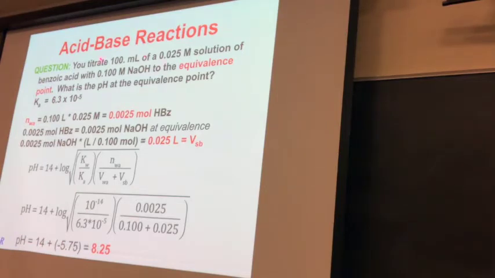So we had 100 milliliters of the benzoic acid. That's where the 0.1 comes in. And the sodium hydroxide here is going to be 0.025. So you can see it's like Kb times Cb, and the Cb is moles over volume. Moles of the weak acid are all moles of weak base at this point. Divide by total volume. pH should come out to be greater than 7, should come out to be basic. 8.25. Woohoo. Questions?